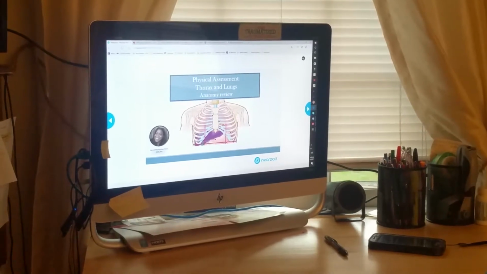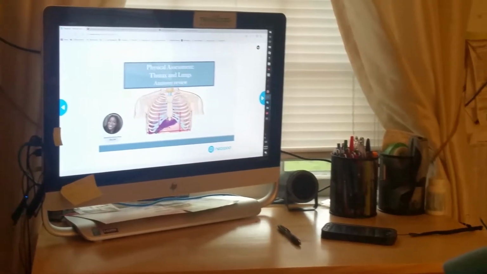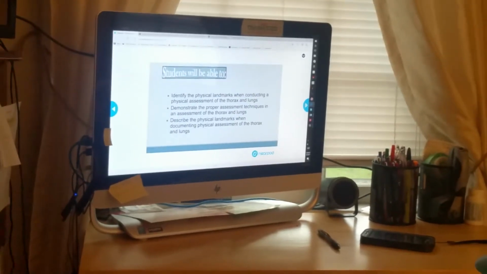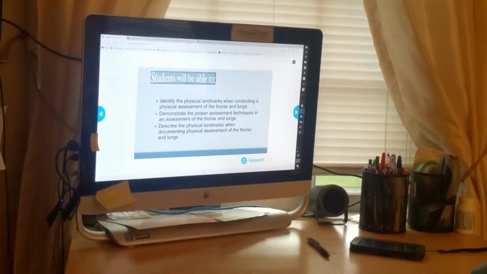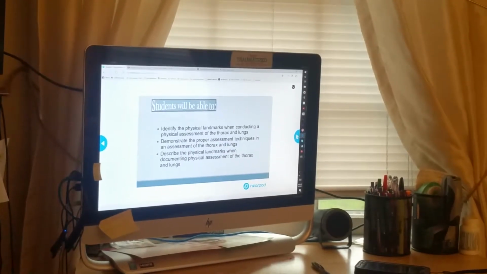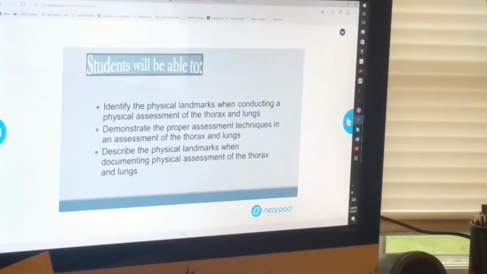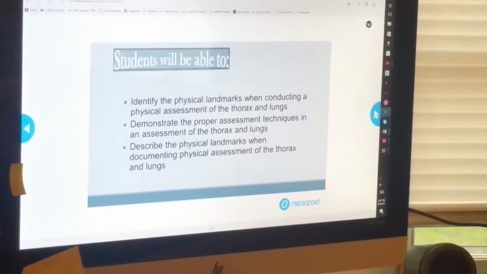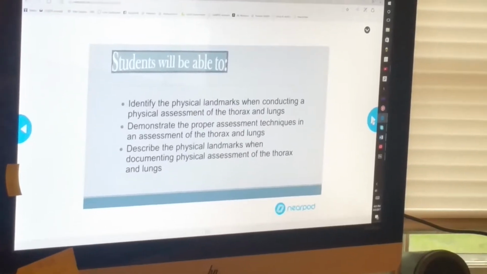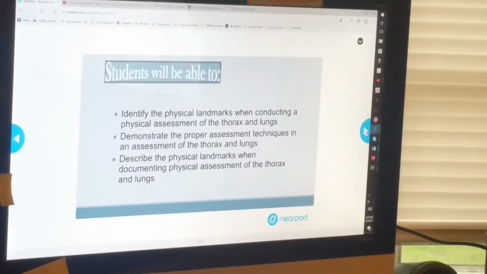Physical assessment, thorax and lungs, anatomy review. Identify the physical landmarks when conducting a physical assessment of the thorax and lungs. Demonstrate the proper assessment techniques in an assessment of the thorax and lungs. Describe the physical landmarks when documenting physical assessment of the thorax and lungs.